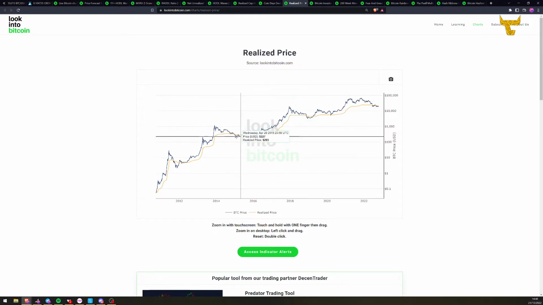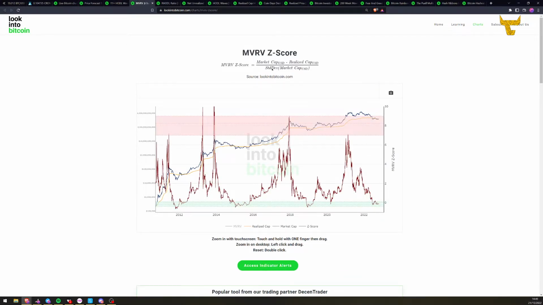And we can see each time we went below that realized price, those were good accumulation prices. And that's exactly where we are again, slightly below, or hovering just under it. So here we have market cap minus realized cap.